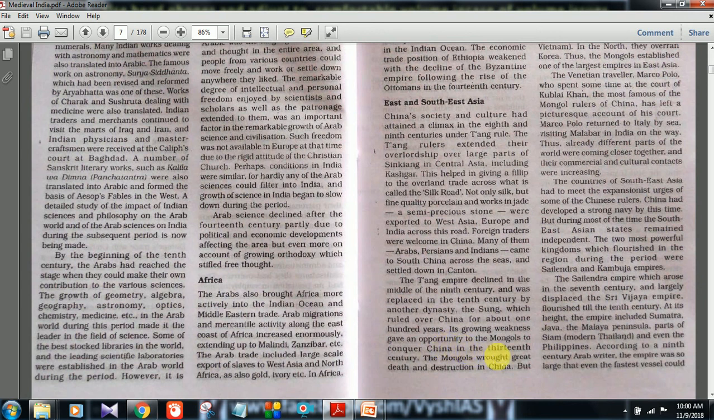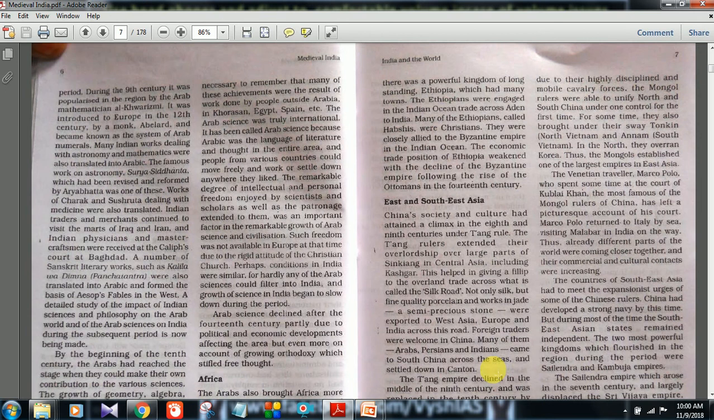The Mongols wrought great death and destruction in China, but due to their highly disciplined and mobile cavalry forces, the Mongol rulers were able to unify North and South China under one control for the first time. So these Mongolians, Mongolia is like a small country now near China, these people could control and then unite this China, North and South. For some time, they also brought under their sway Tonkin, North Vietnam.